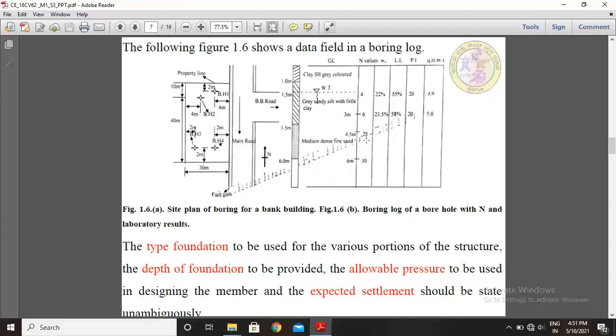So these are the different depths, and here these are the N values. These are the natural water contents. These are the liquid limit values in percentage. These are the plasticity index numbers. This is the unconfined compressive shear strength in tons per meter square. So this is the site plan of boring for a bank building, and B is the boring log of a borehole with N values and laboratory results.